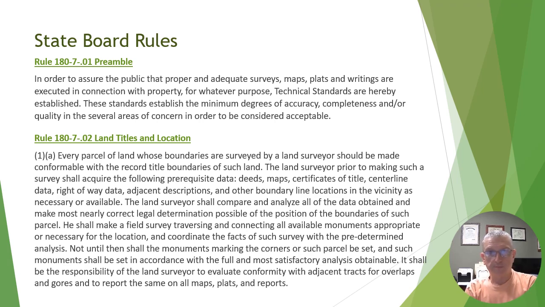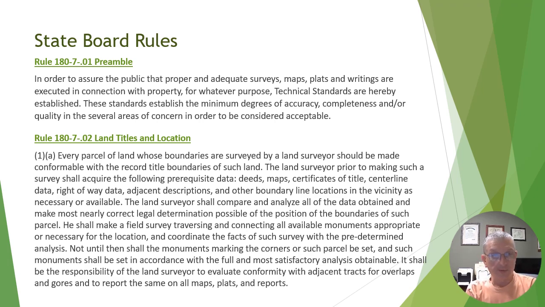This is the very first board rule on property surveys. The preamble, .01, says in order to assure the public that proper and adequate surveys, maps, plats, and writings are executed in connection with property for whatever purpose, technical standards are hereby established. These standards establish the minimum degrees of accuracy, completeness, and/or quality in the several areas of concern in order to be considered acceptable. This rule, though, deserves a lot more attention than it gets.